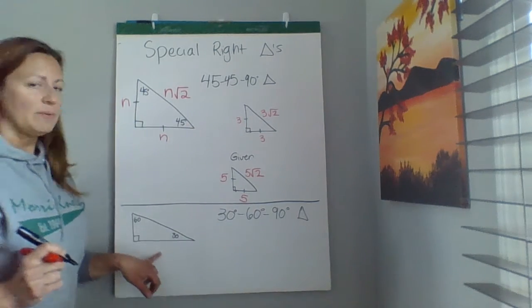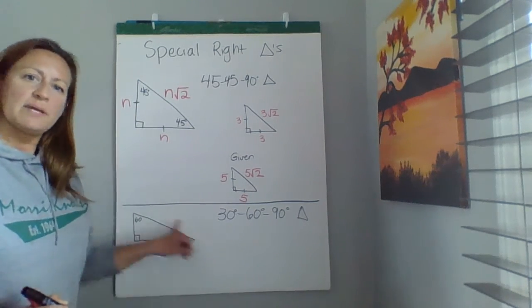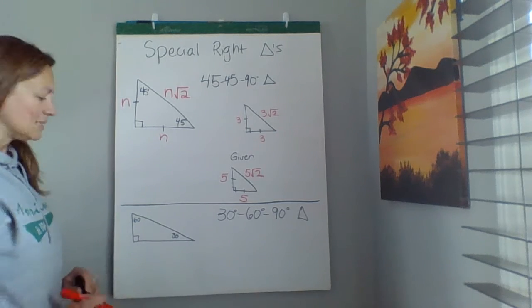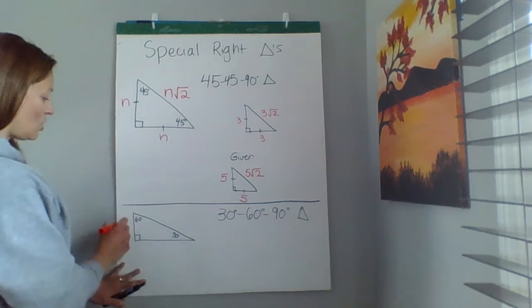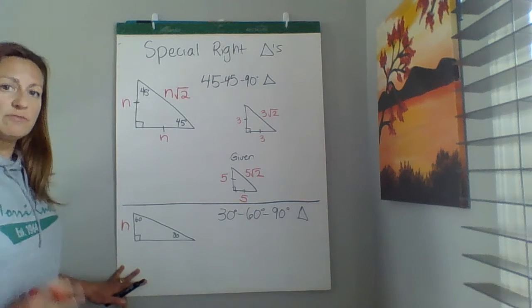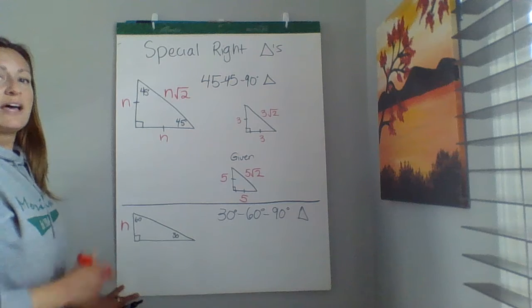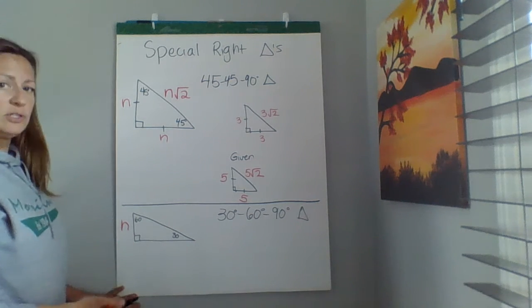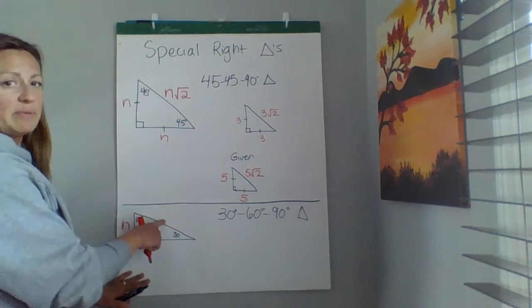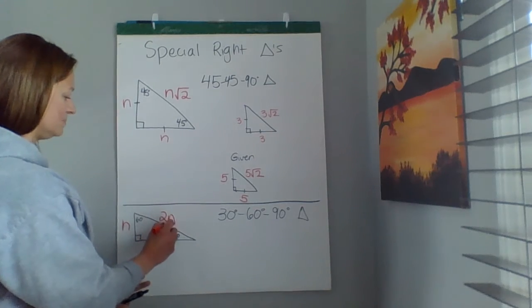Okay, remember this one? There was another special set of relationships among the legs. The short leg we were going to call n, and that's kind of our reference for all the rest of the triangle. In order to find the hypotenuse in this kind of triangle, you just take the short leg and multiply by 2. It's just double.